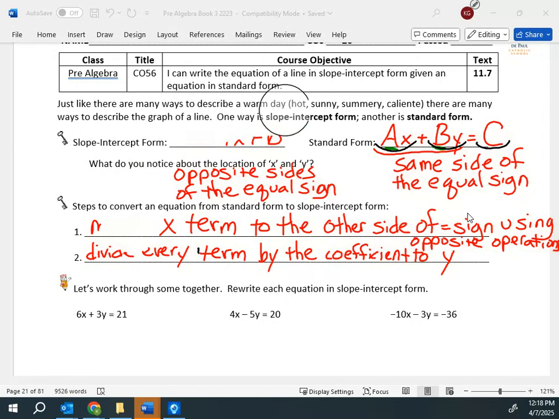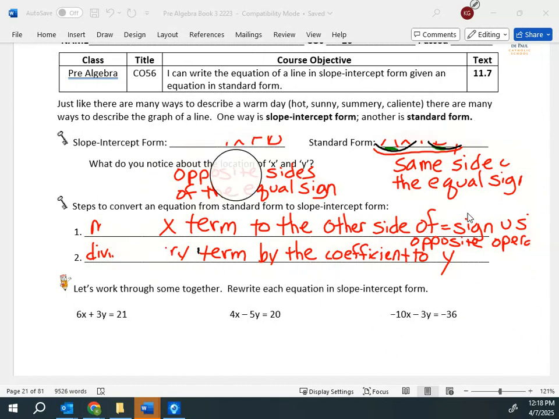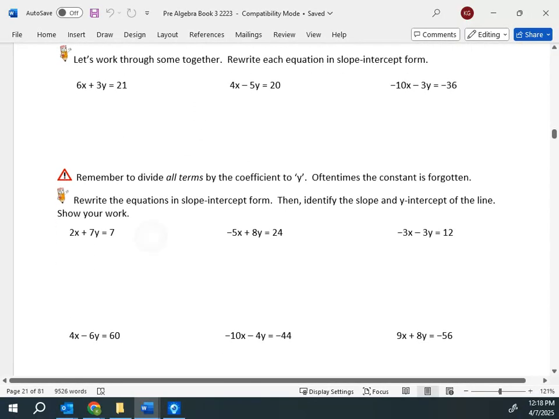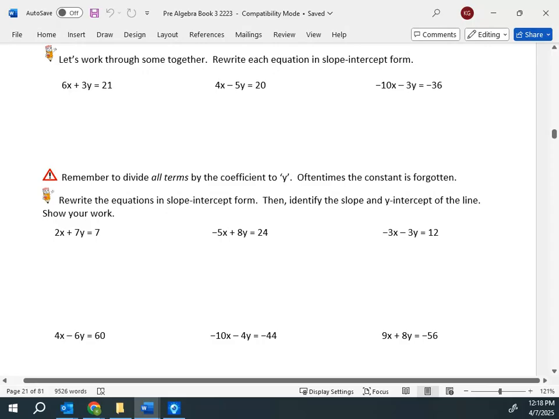All right, so let's scroll up and see how we use all of this information. So let's work through some together. We're going to rewrite each equation into the slope-intercept form. So we have it in standard form, ax plus by equals c. And like Eleanor was pointing out, that capital A, capital B, capital C, those are the numbers. The x and the y are our variables. We want to turn this into y equals mx plus b.